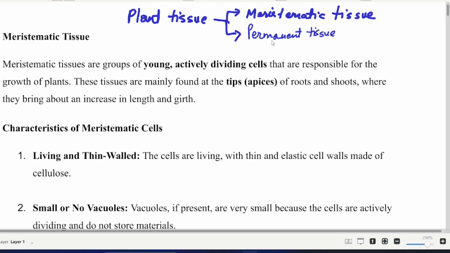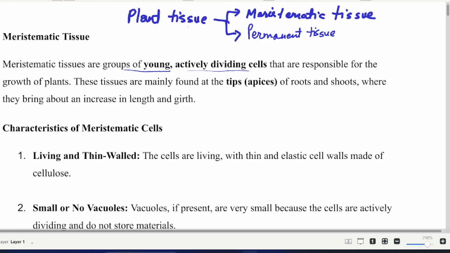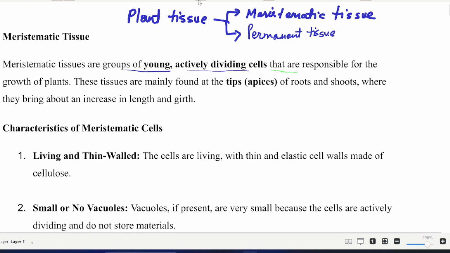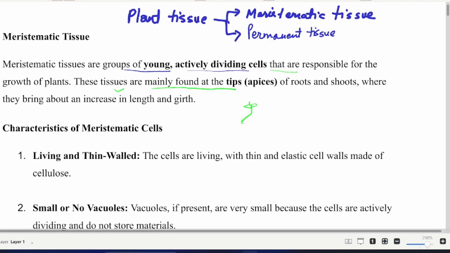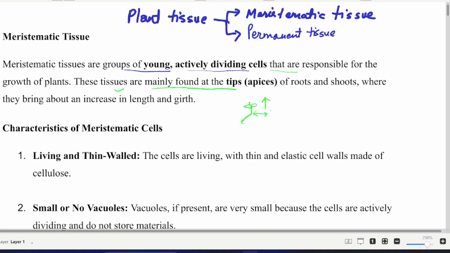Okay, now let me tell you in detail. They are the groups of young actively dividing cells that are responsible for the growth of plants. These tissues are mainly found at the tips or apices of root or shoot, where they bring about an increase in length or width.